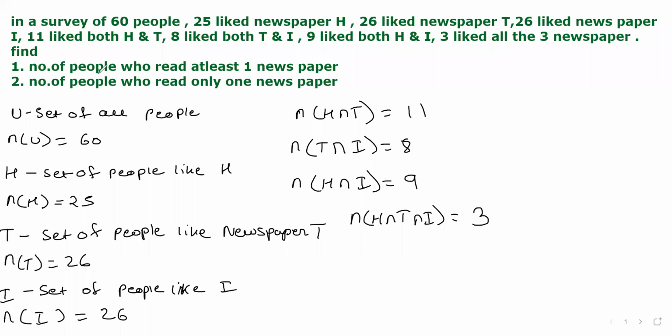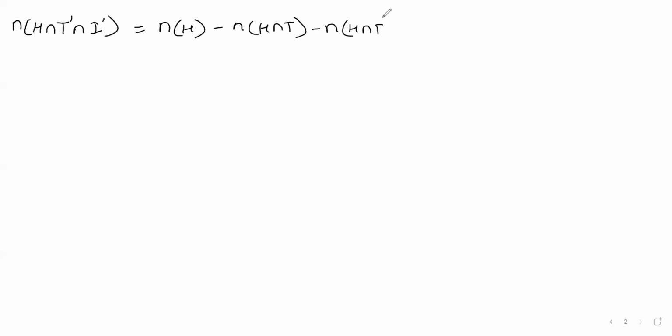The next is people who like only one newspaper. That is, they like only H or only T or only I. तो सिर्फ H पसंद करने वाले कौन होंगे? Number of people who like only H. That means they don't like T. They don't like I. That is number of people who like H minus number in H intersection T minus number in H intersection I. अब इसमें क्या होता है, वो जो तीनों है ना, तीनों पसंद करने वाले जो 3 लोग हैं वो 2 बार कैंसिल हो गए इधर से.